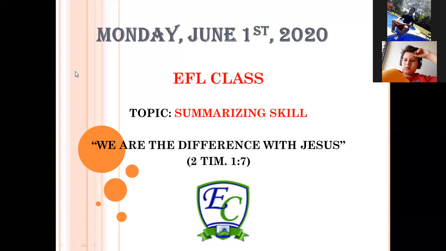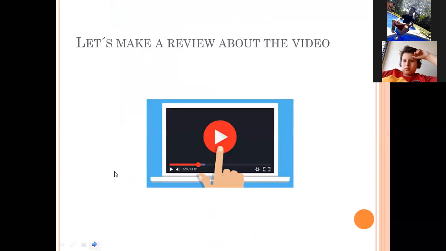Okay, guys. Today is Monday, June 1st. Oh, sorry, there was a mistake. Today is Monday 8th. This is a misspelled word. And the topic for today is summarizing skill, because we have a reading in the book. Okay, let's continue.